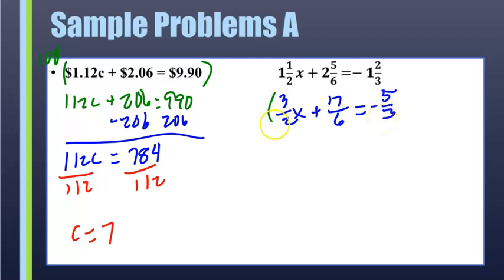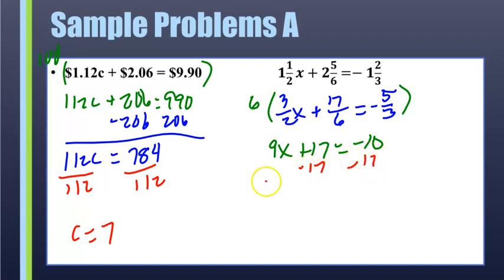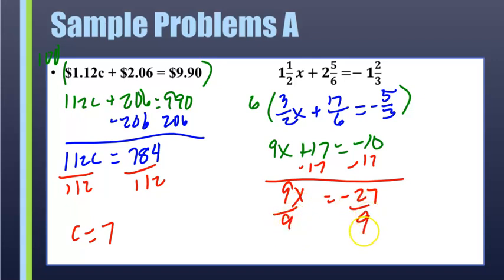Now I can multiply everything by 6. 6 divided by 2 is 3. 3 times 3x is 9x. 6 divided by 6 is 1. 1 times 17 is 17. Equaling 6 divided by 3 is 2. 2 times -5 is -10. Now I have a much easier problem to solve. I subtract 17 on both sides. I'm left with 9x equaling -27. Divide by 9 on both sides, and x is equal to -3.